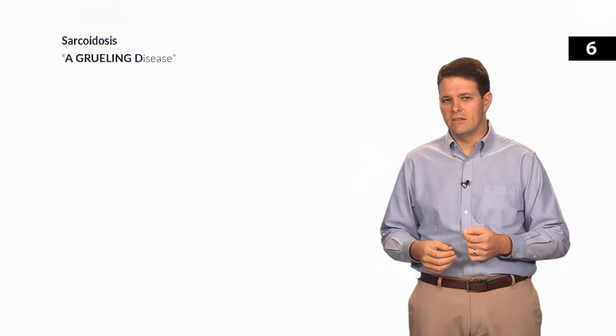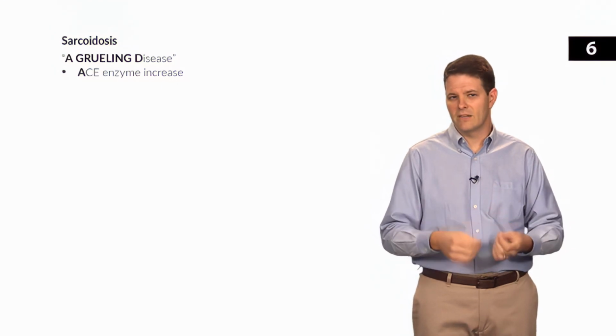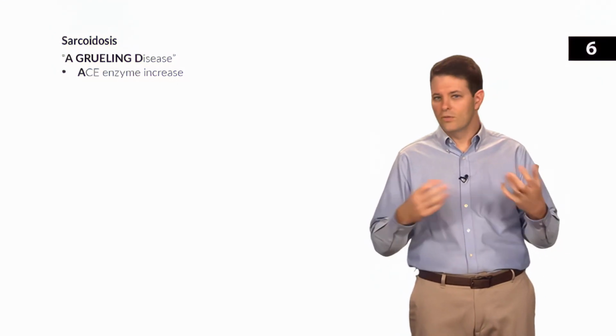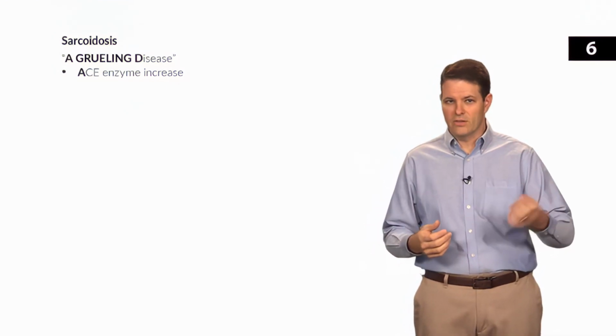The mnemonic is that sarcoidosis is a grueling disease. So the A is for an increase in the levels of serum angiotensin converting enzyme. That's not particularly useful clinically because it's not a sensitive or specific test, but it is testable for your exam.